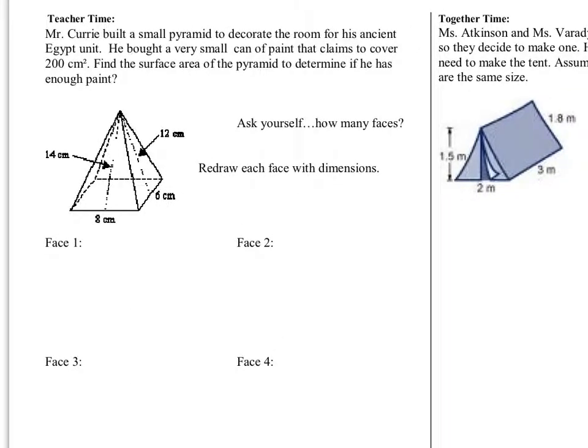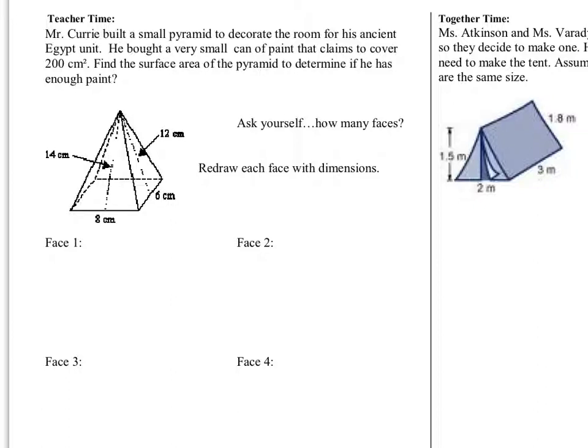Alright, it says Mr. Curry built a small pyramid to decorate the room for his ancient Egypt unit. He bought a very small can of paint that claims to cover 200 square centimeters. Find the surface area of the pyramid to determine if he has enough paint. So it's got a picture of his pyramid sitting down here at the bottom.